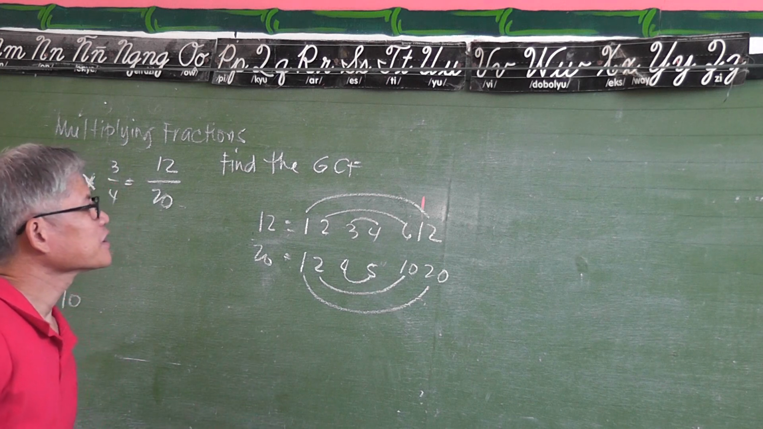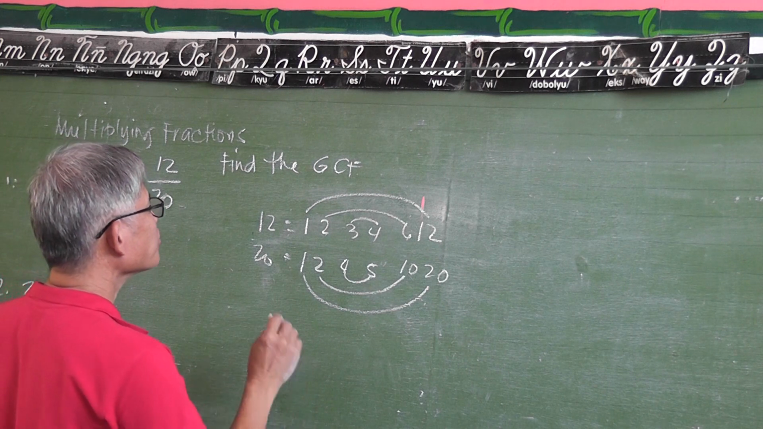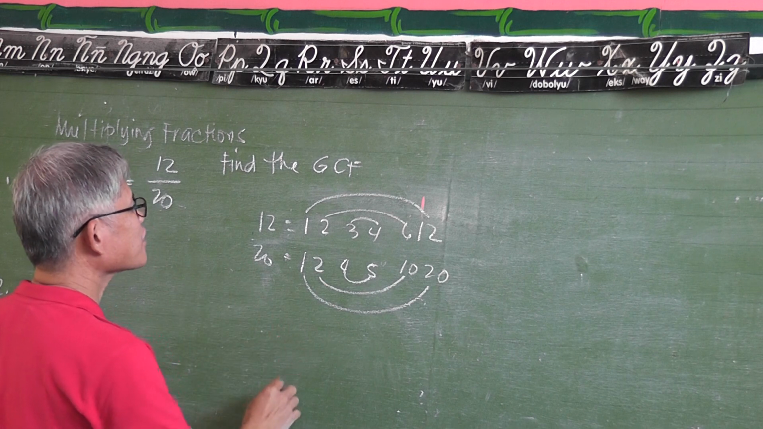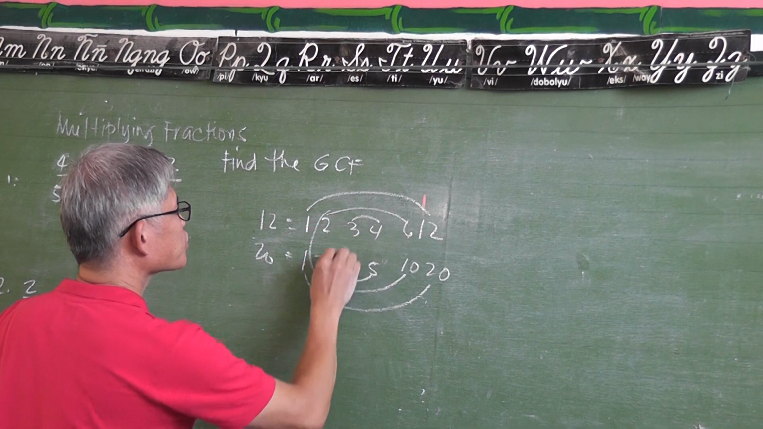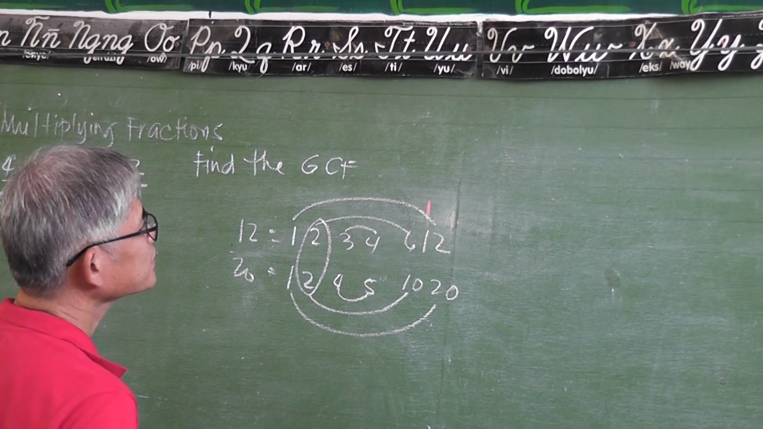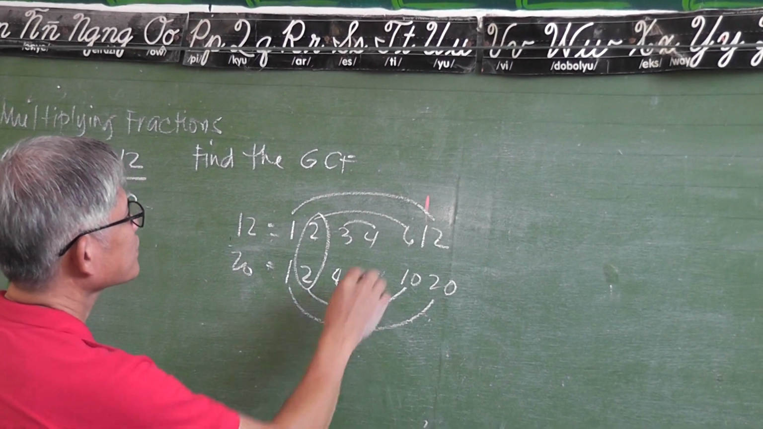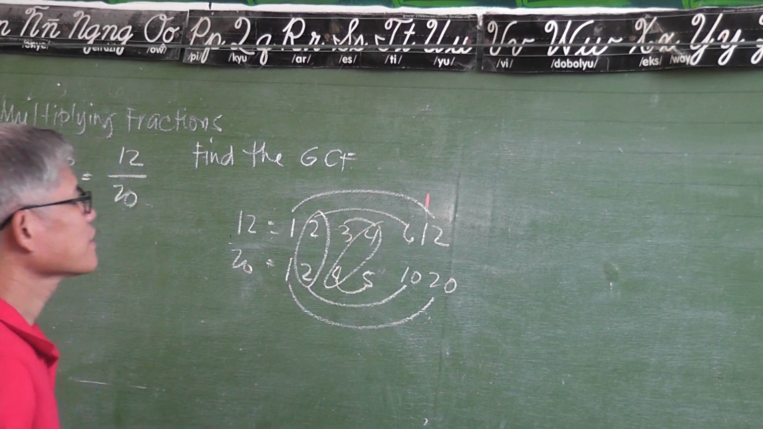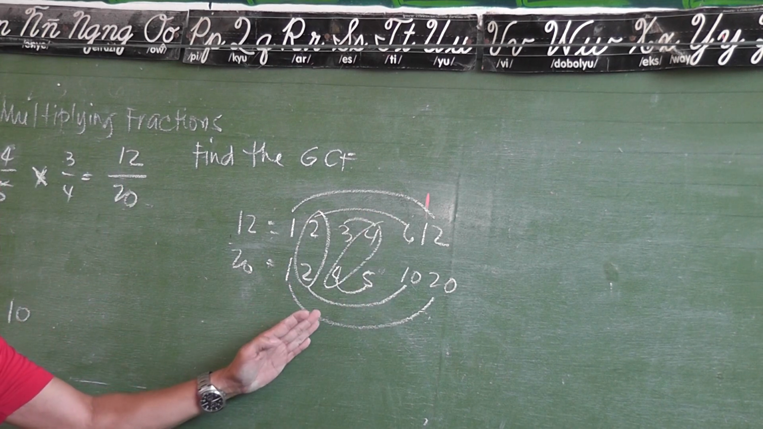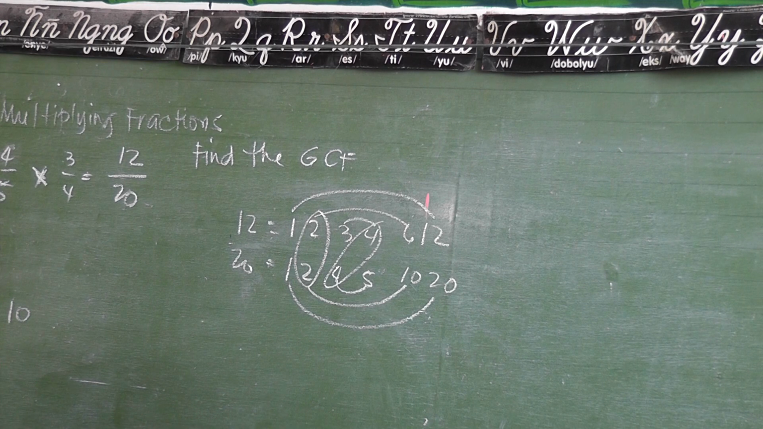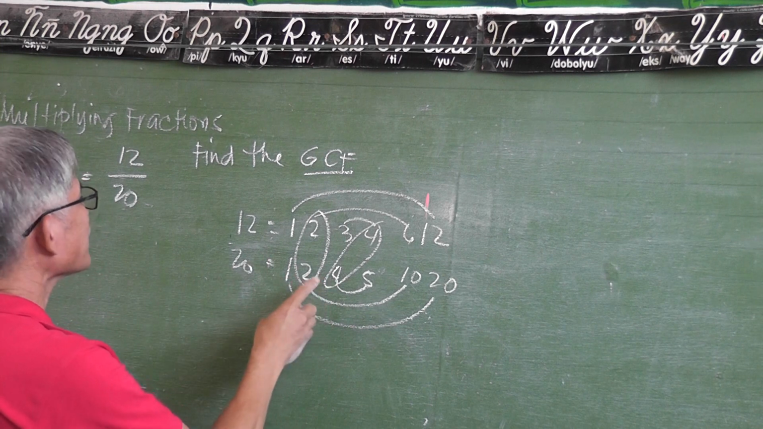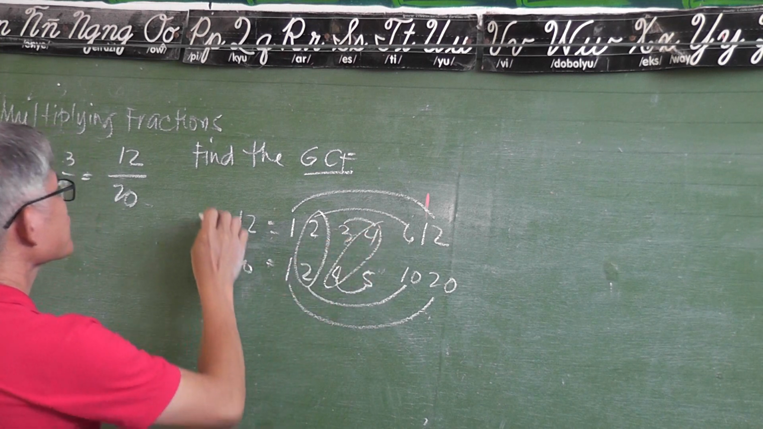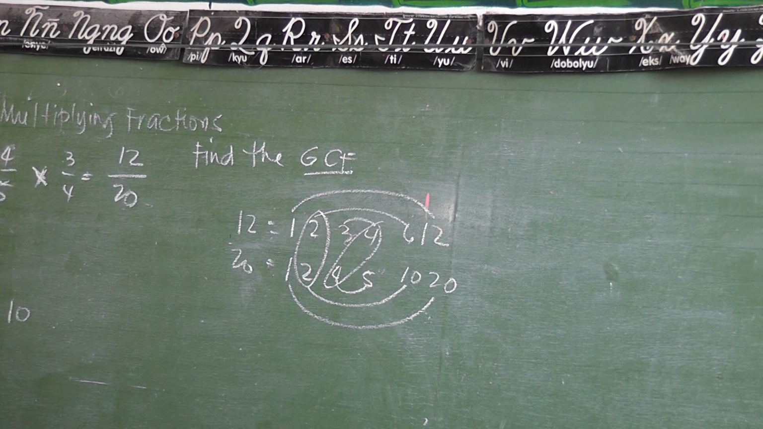Now we'll go to the common factors. The common factors are, except 1 because all numbers have 1 except 0, 2. And then next, 4. So these are the common factors, 2 and 4. But we are looking for the greatest common factor. The greatest common factor of 12 and 20 is 4. So the GCF is 4.